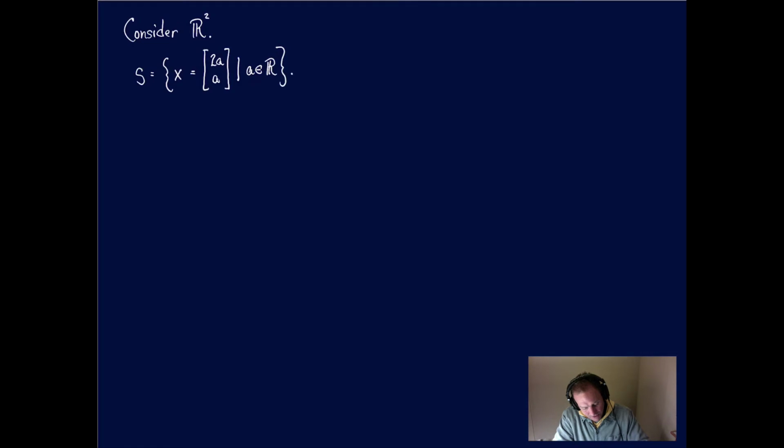Well, what is that? Another way of thinking of that is you could write this as x equals some scalar times the vector 2, 1. Well, here's what we have to do, and that's our goal: show S is a subspace.